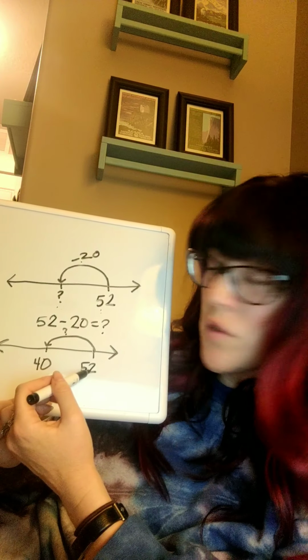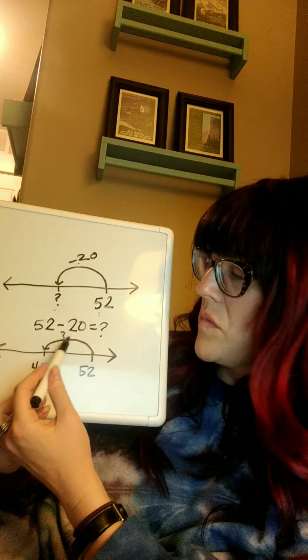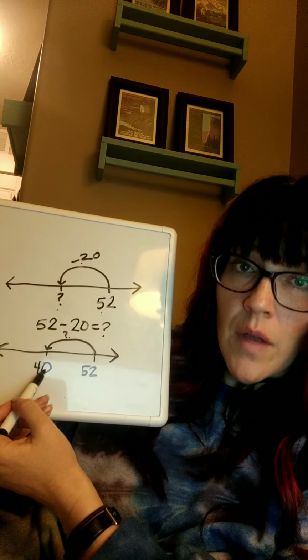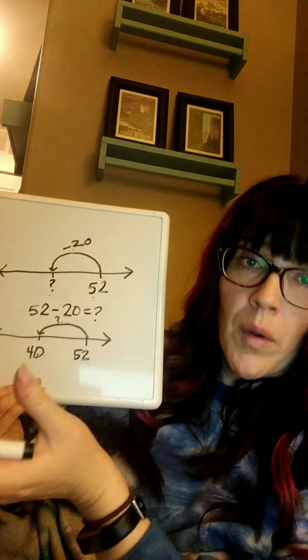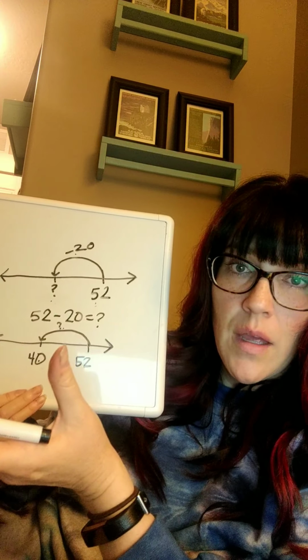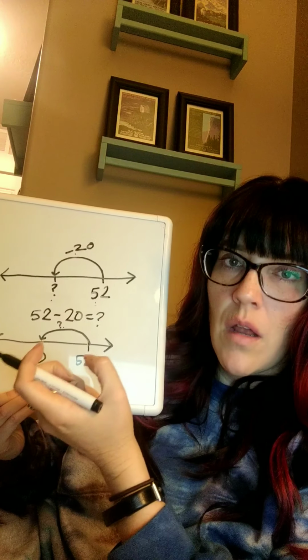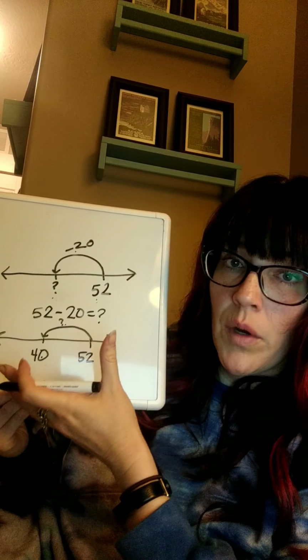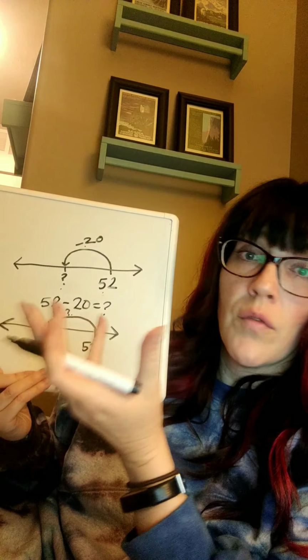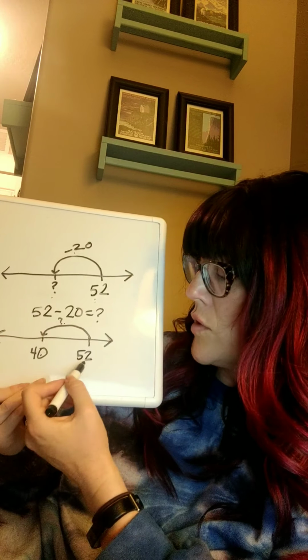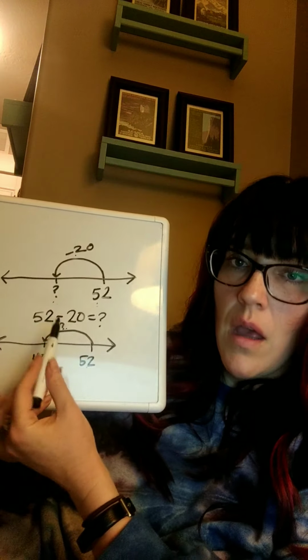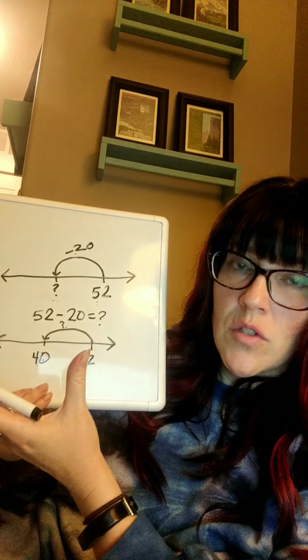So there were 52 birds in the tree. Some birds flew away. Now there are 40 birds on the tree. How many birds flew away? Okay, so we're just switching. Instead of trying to figure out how many birds are left, now we're trying to figure out how many birds flew away, because we know the total and the ending amount, we just don't know how many birds flew away. So that's what your story situation would sound like.